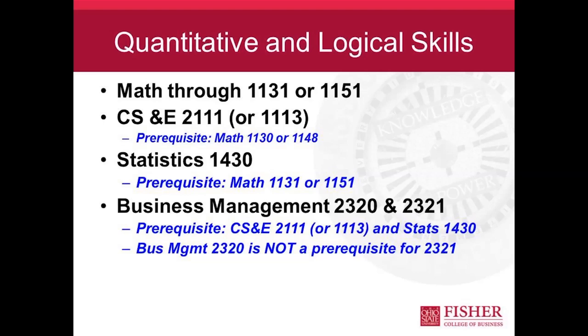Quantitative and logical skills. This category of the Gen Eds includes several courses that are very important for business students. These courses should be taken in the freshman and sophomore years and should be completed in the sophomore year in order to remain on track for graduation. All business students are required to take math courses up through level 1131 or 1151. Math 1131 is business calculus, and 1151 is the standard university calculus.